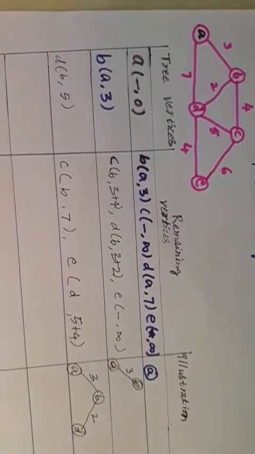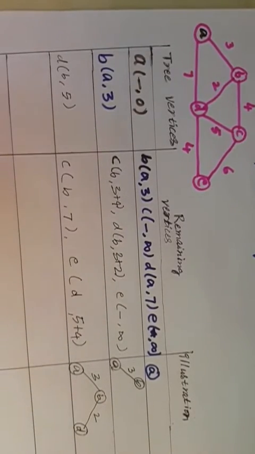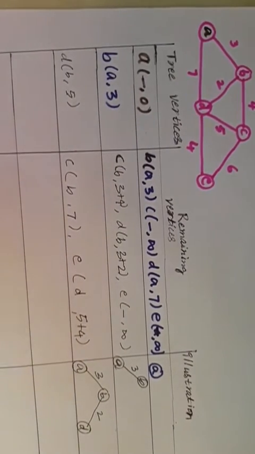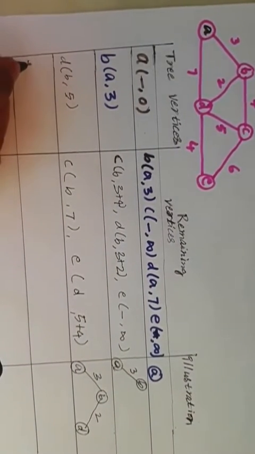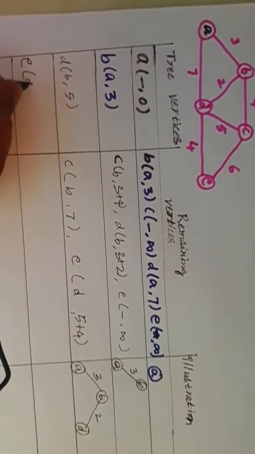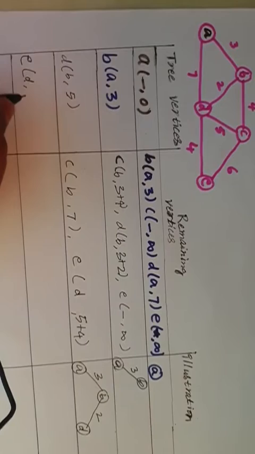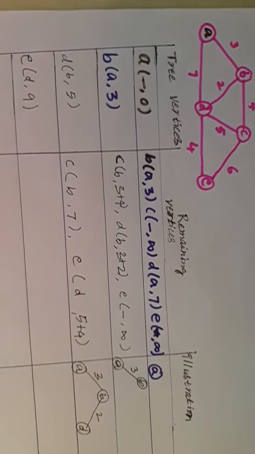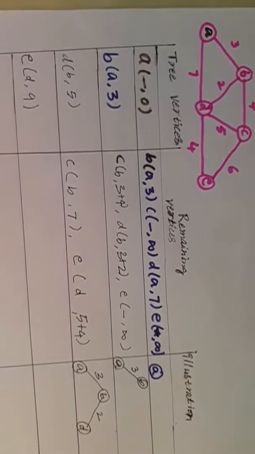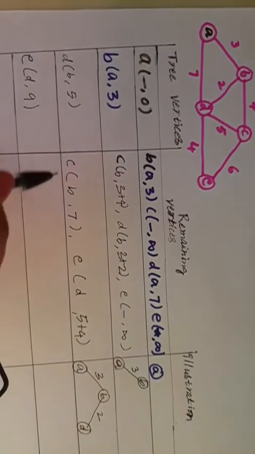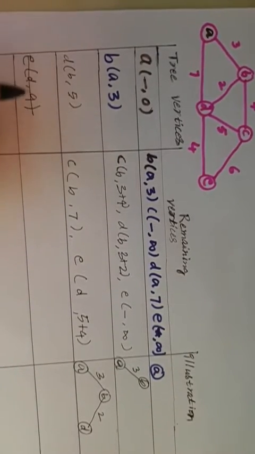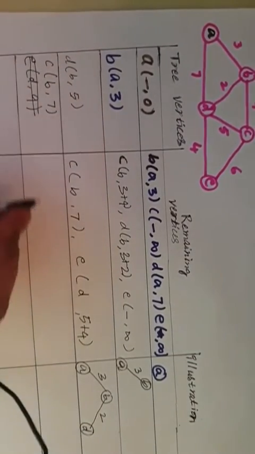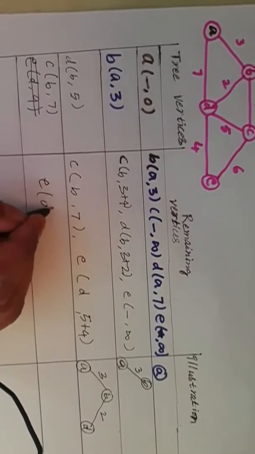Okay, so now from these remaining vertices, choose the smallest one. C cost is 7 and E cost is 9. So E is selected, and it is coming from D, and cost is 9. Oh sorry, C is minimum, I'm very sorry. C is selected, B comma 7, and the remaining vertex is E, D comma 9.